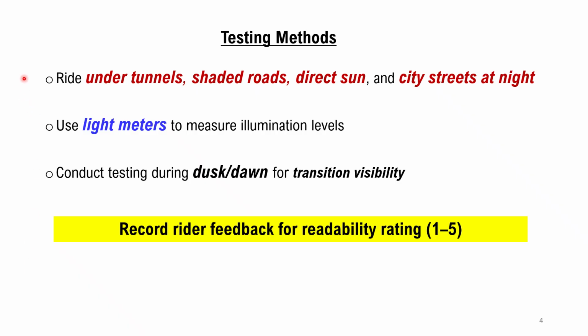Testing methods. Ride under tunnels, shaded roads, direct sun, and city streets at night. Use light meters to measure illumination levels. Conduct testing during dusk, dawn, or transition visibility. Record rider feedback for readability rating 1 to 5.